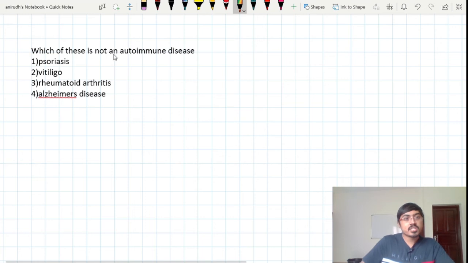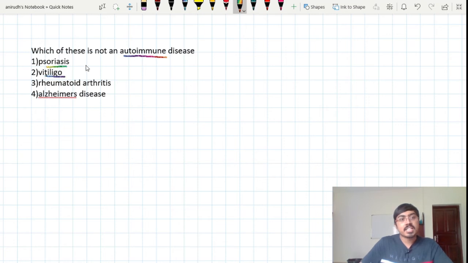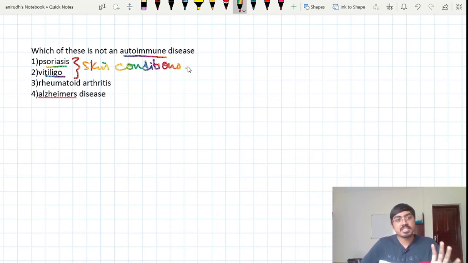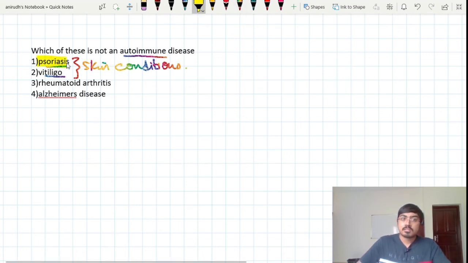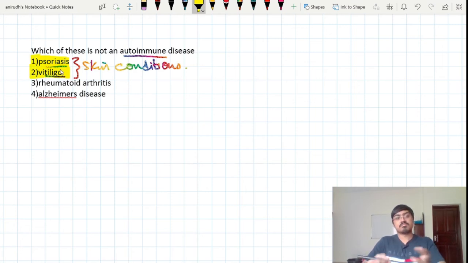So here, as you can see, which of this is not an autoimmune disease? This is also a previous year NEET question. Psoriasis, vitiligo, these are skin conditions, and these are all autoimmune diseases. Nothing more you need to know about them. These are all big topics in dermatology. So these are all examples of autoimmune disease.